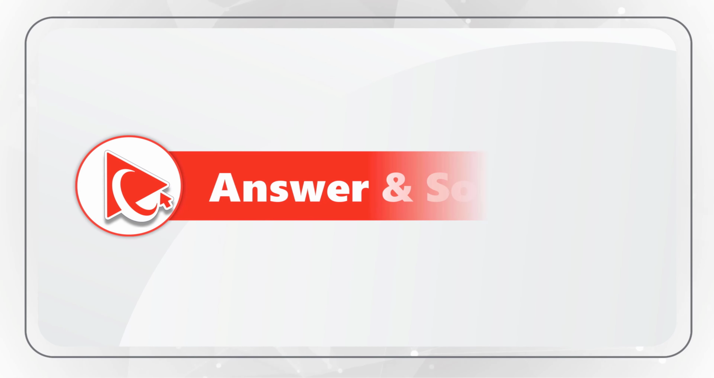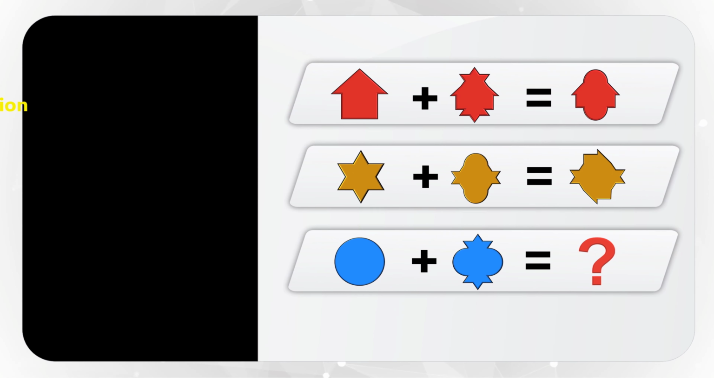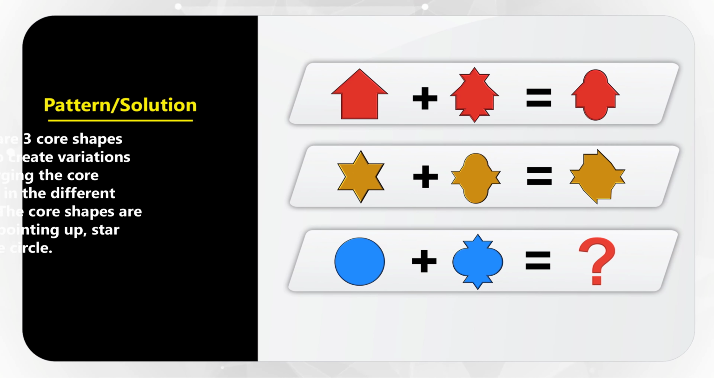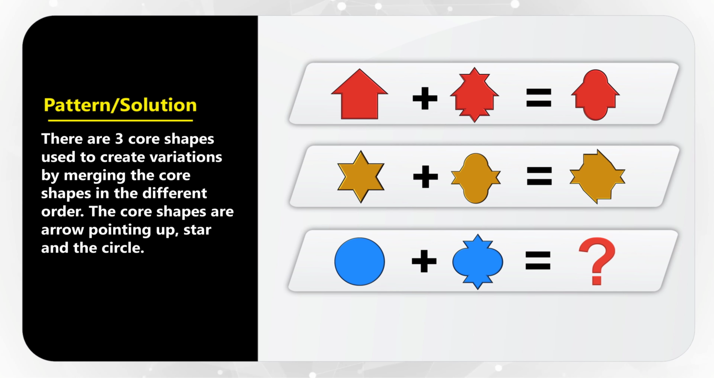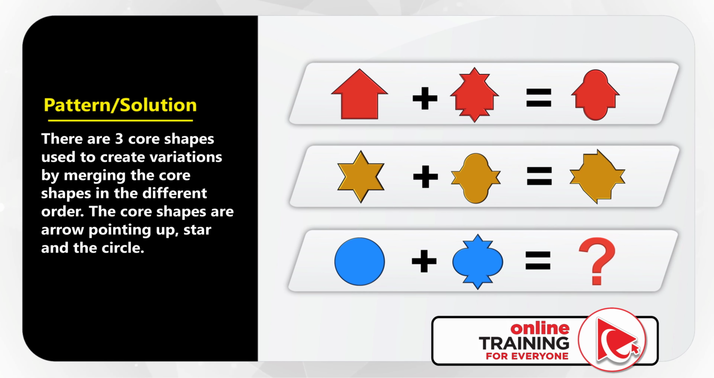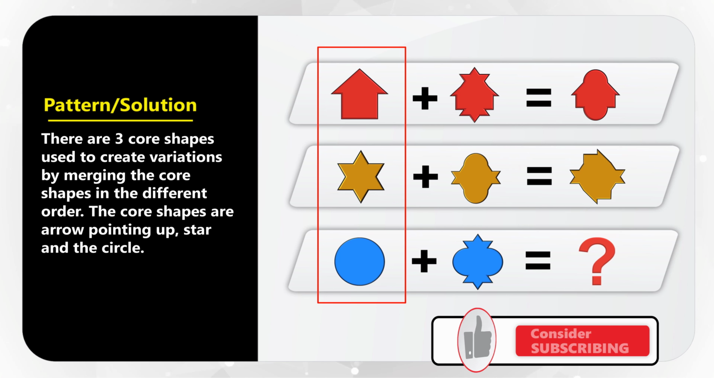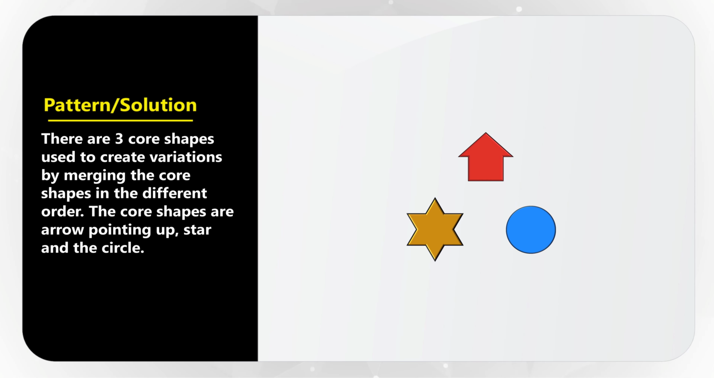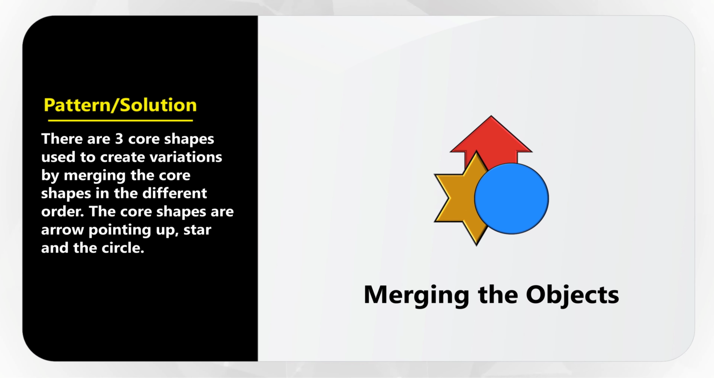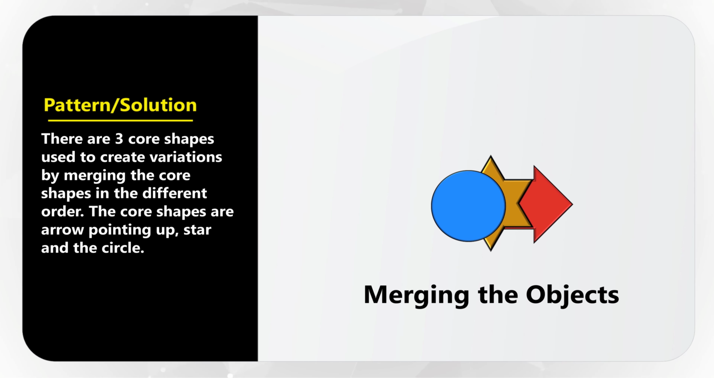To solve any challenge, the key is to find the pattern. And this question is no exception. The pattern here is rather unusual, but it still exists. And the pattern here is that there are 3 core shapes represented by objects in the first column. The core objects here are arrow pointing up, star, and the circle. And all remaining objects are just variations which are created by merging core objects into another object.